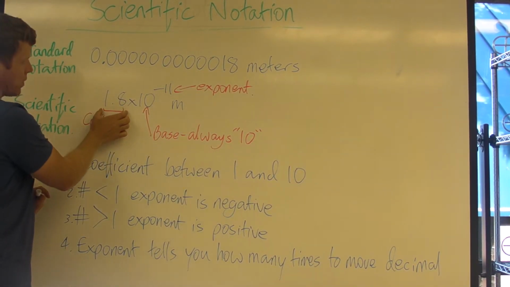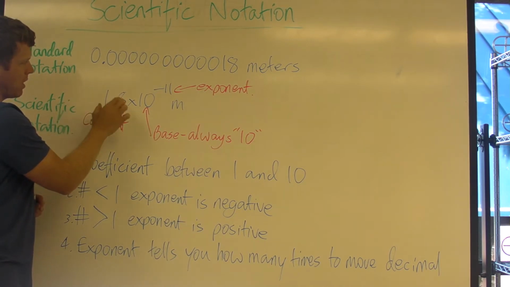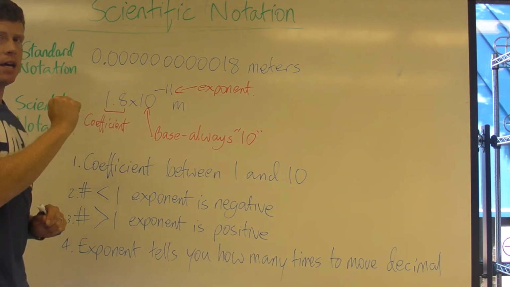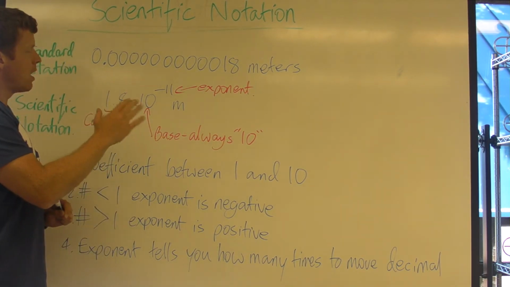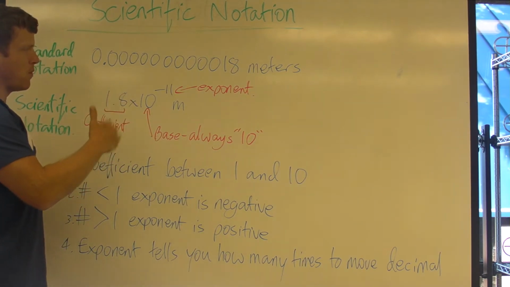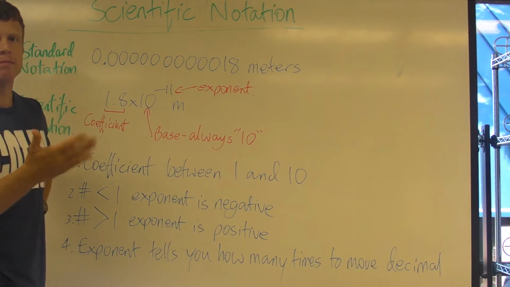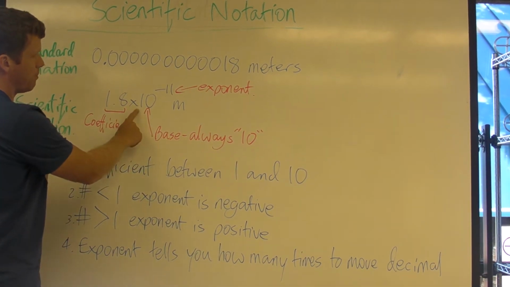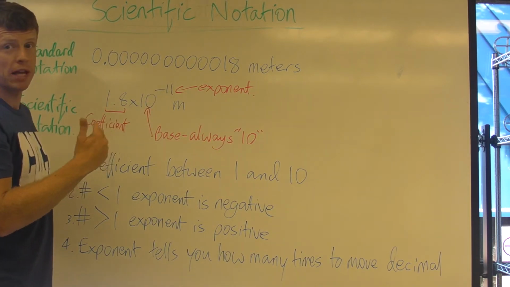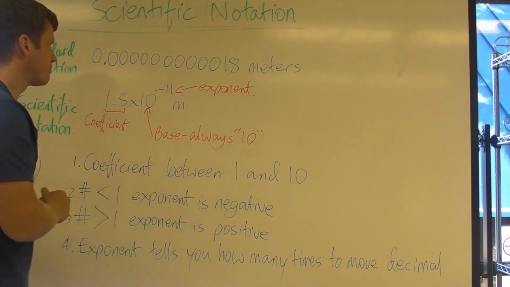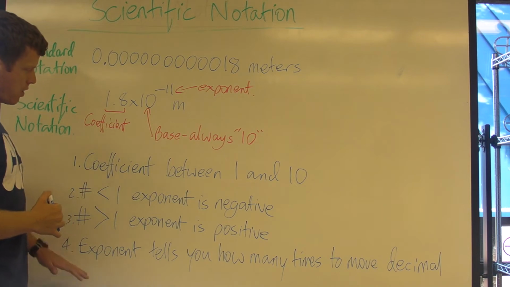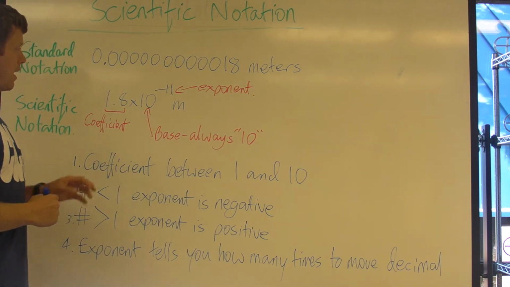We've got a number that's between 1 and 10. We call that the coefficient. The base is always 10, and the reason for that is that in scientific notation we're moving the decimal. So moving the decimal means multiplying or dividing by factors of 10, so the base is always 10. The exponent is going to tell you how many times the decimal gets moved, or how many times you need to move it. So the guidelines for scientific notation are written here, and you'll also have notes on these.